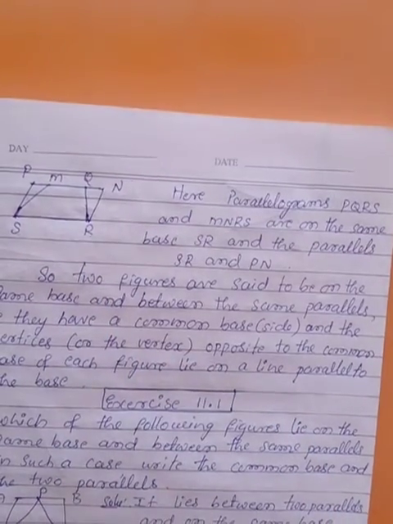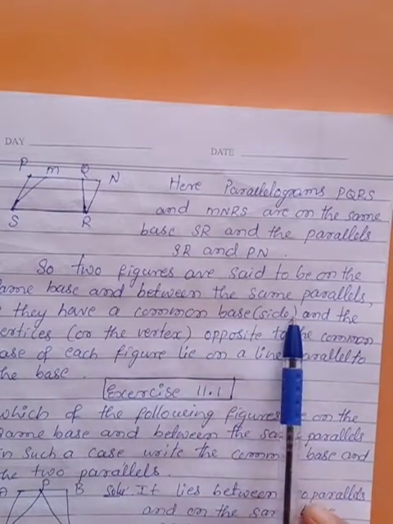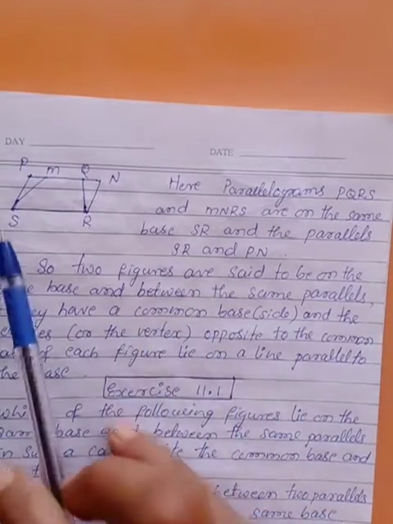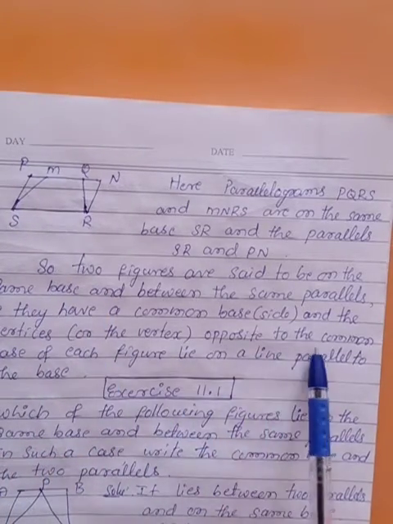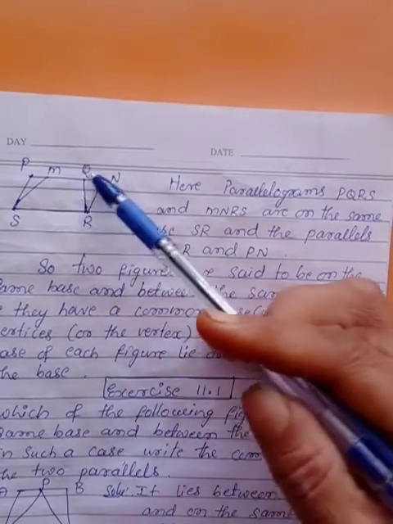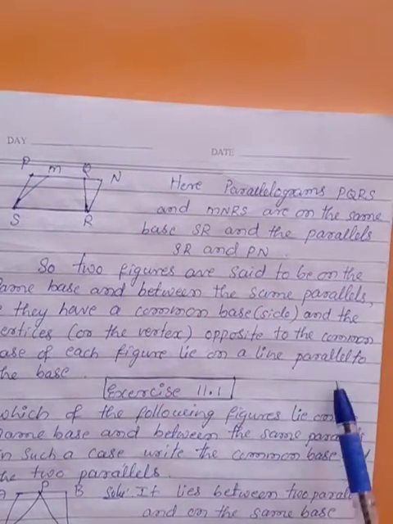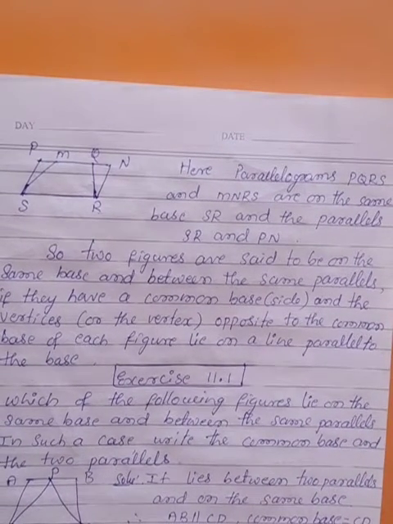So two figures are said to be on the same base and between the same parallels if they have a common base like here, and the vertex opposite to the common base of each figure lies on the same line. See, on the same line the vertices are lying. Then only we can say that they are on the same base and between the same parallels.